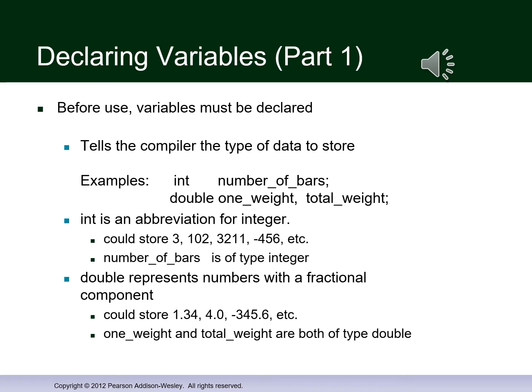Here's some more. int is an abbreviation for integer, and stores whole numbers, 3, 102. It also stores negative numbers, minus 456, etc. double represents a number with a fractional component. It could store 1.34, minus 345.6, etc. And in the program we just looked at, the double variables declared were oneWeight and totalWeight.